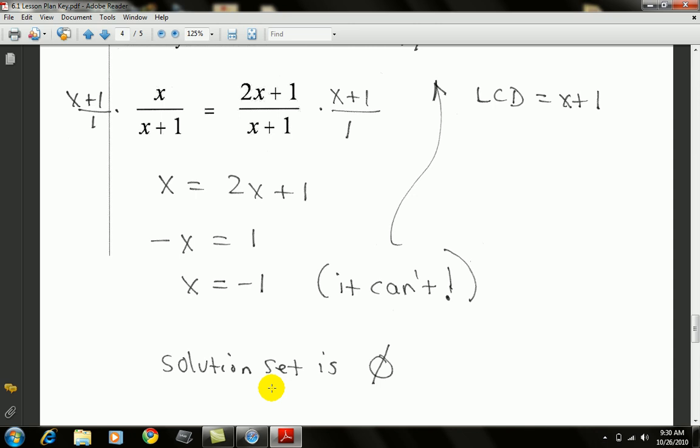No solution really means in English there are no numbers that will work, because the only one that we found was wrong. Again, I prefer my college algebra students to write empty set as the answer, but I would also accept no solution.